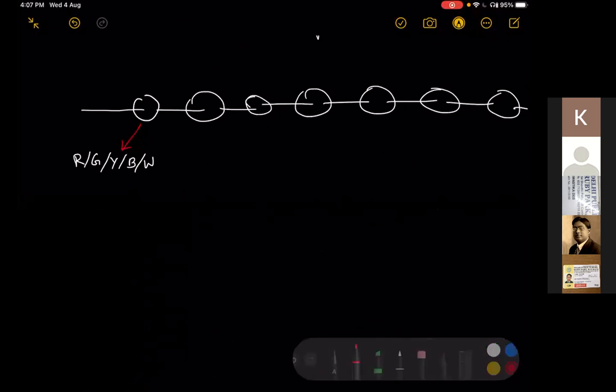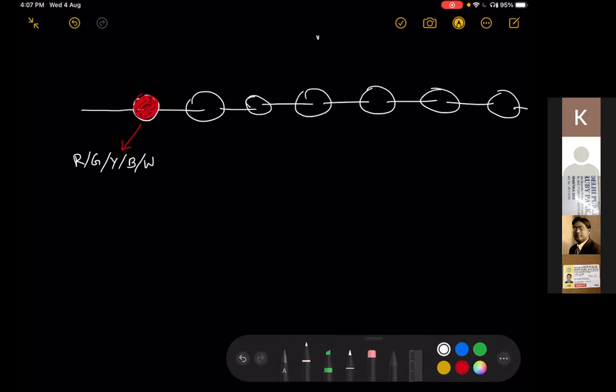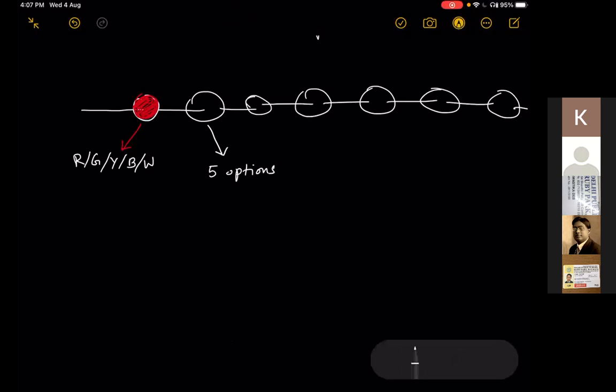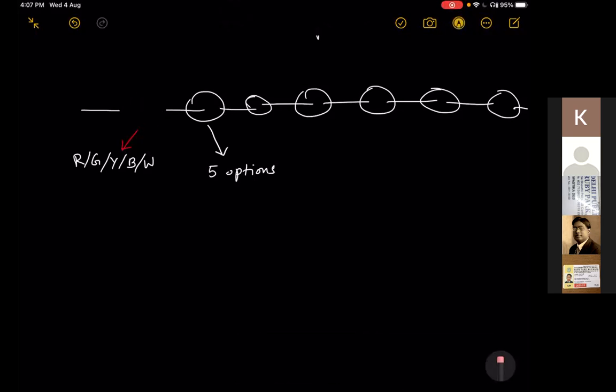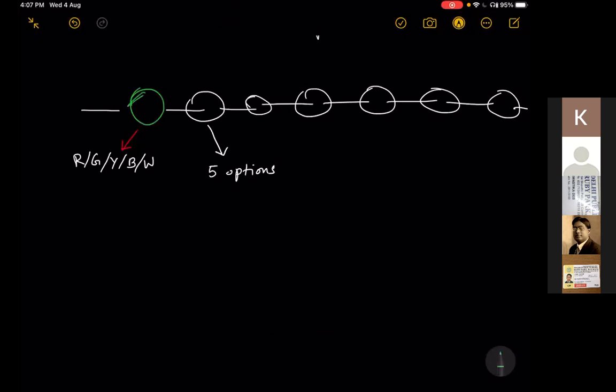Now suppose this pearl was red. Then this pearl also has 5 options, right? Yes, sir. Now suppose this pearl was not red. It was some other color, say green. Suppose this pearl was green. Still it had 5 options.